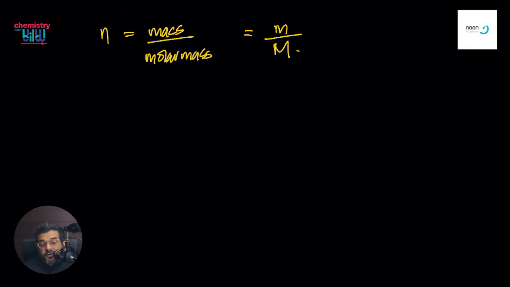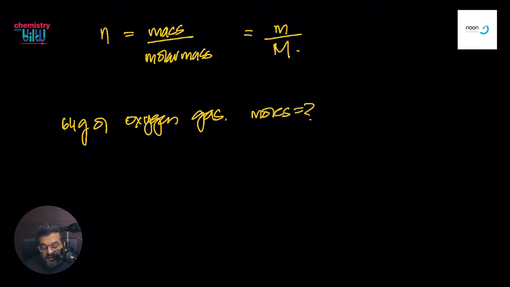The first tool I gave you was the formula: number of moles is mass over molar mass. It's written as small m over capital M. So for example, say I have 64 grams of oxygen gas. How many moles is this? That's the first thing you'll ever need to do if you need to use 64 grams of oxygen.